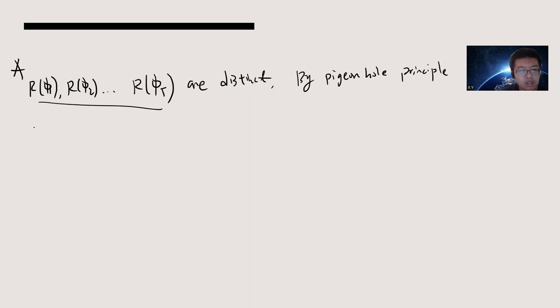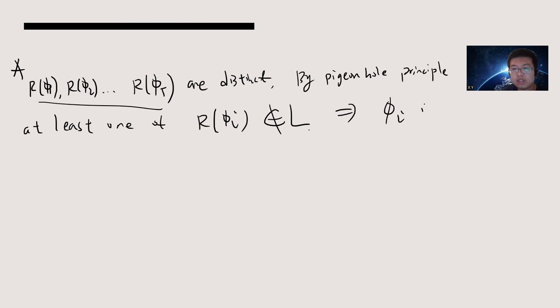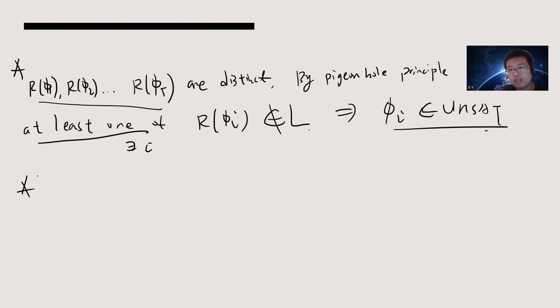At least one of r of phi_i does not belong to L. Basically, it's the same as phi_i is not satisfiable. Phi belongs to unset. Okay, so it is one, so there is this i. Okay, the second thing is that the sum of them will be the same.